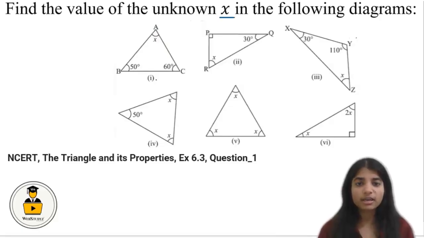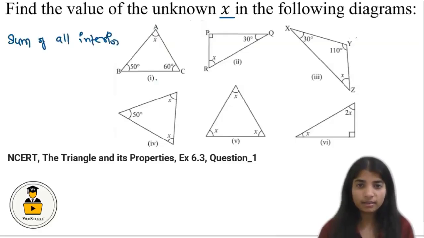Starting with the first, one thing we must keep in mind in order to solve this question is that the sum of all interior angles of a triangle is equal to 180 degrees. So we are starting with part 1.